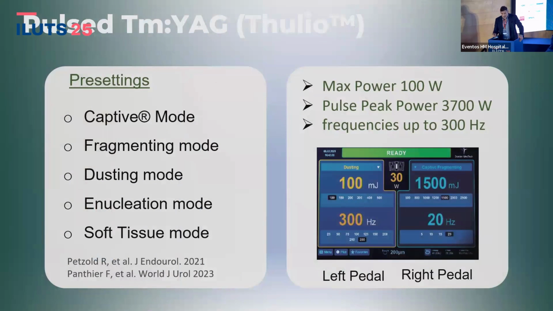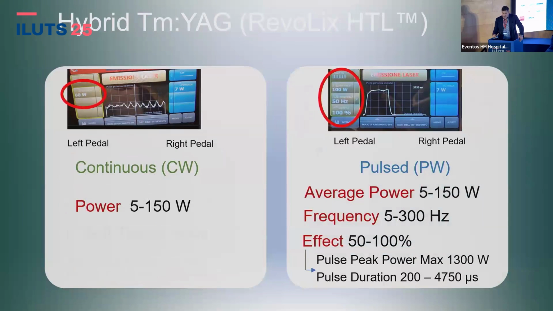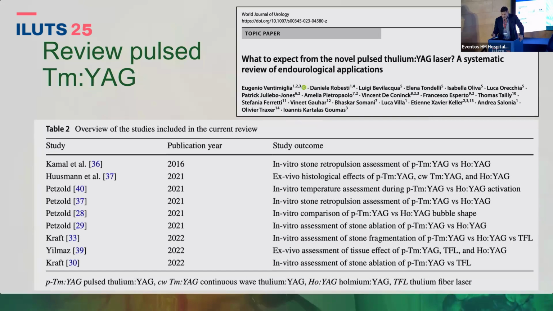The 2 commercially available pulsed thulium YAG come with some presettings in one machine. I will operate now with the Thulio from Dornier, so we'll talk about the settings. And the other one, the Revolix, has different modalities with continuous wave. If you use pulsed modality, you have different combinations to adjust also the duration of the pulse and the peak power.